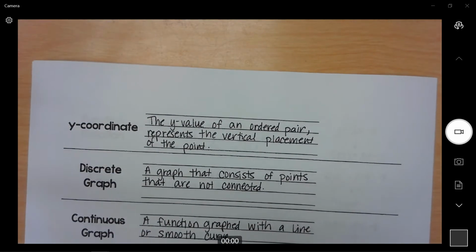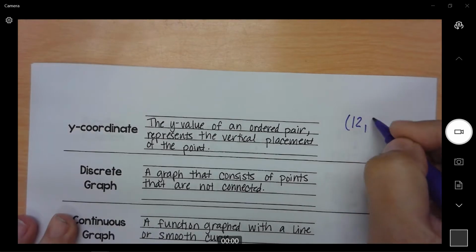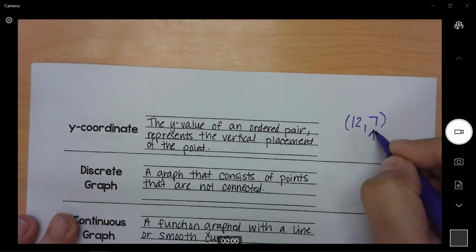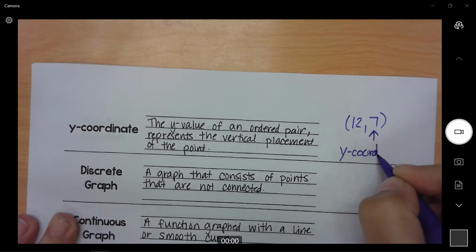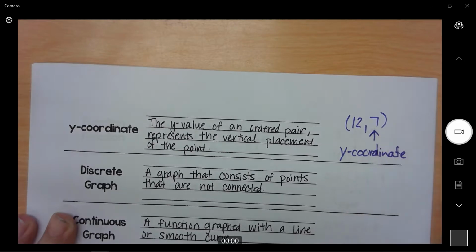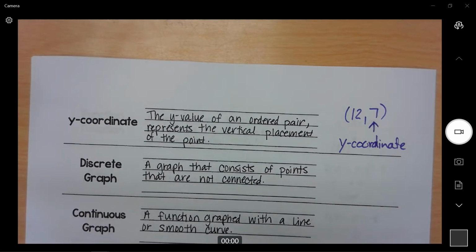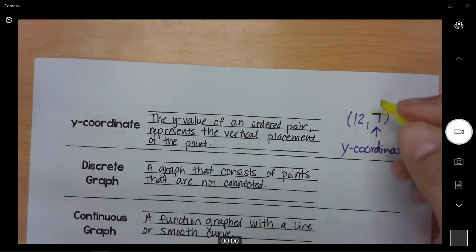Our second one is the Y coordinate. So if we had that 12, 7 on here, the Y coordinate would be the 7. So again, 7 is the Y coordinate.